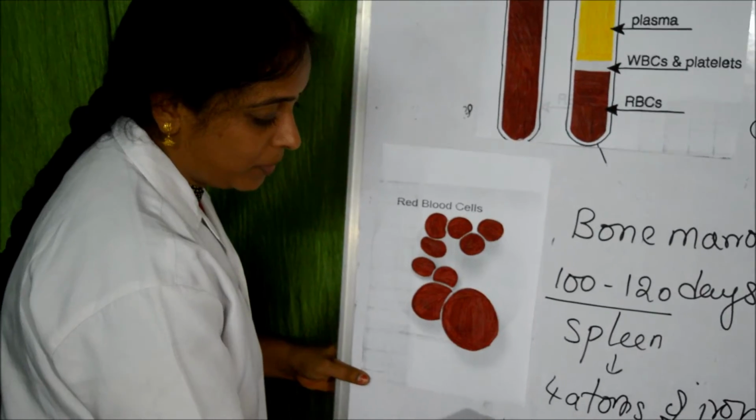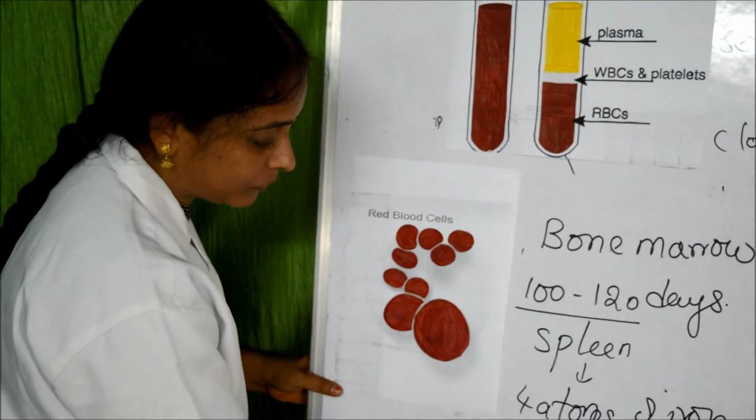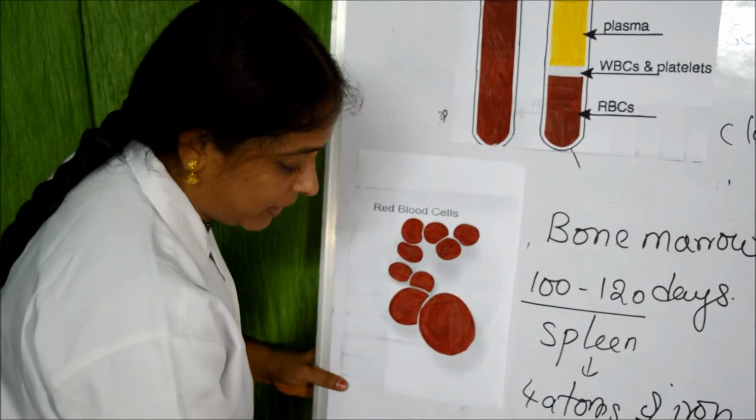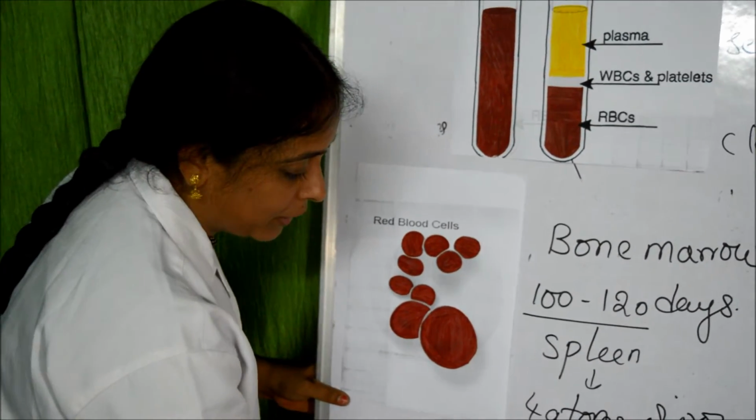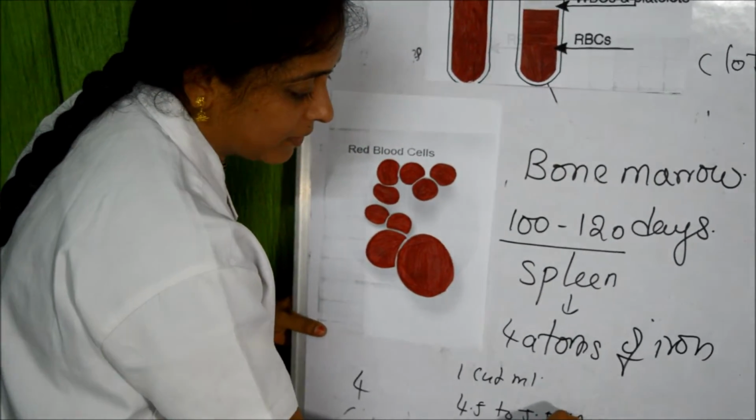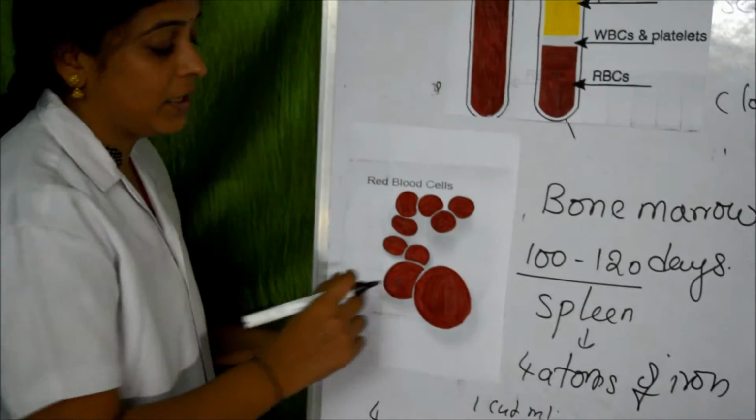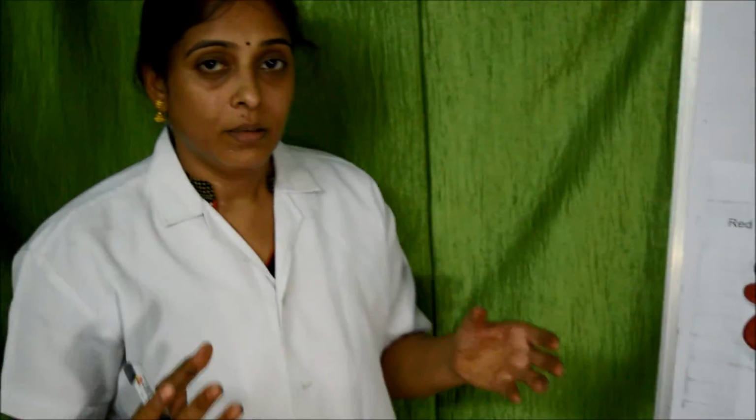Per 1 cubic millimeter of blood, the number of red blood cells is 4.5 to 5.5 million. And hemoglobin is made up of 4 atoms of iron.